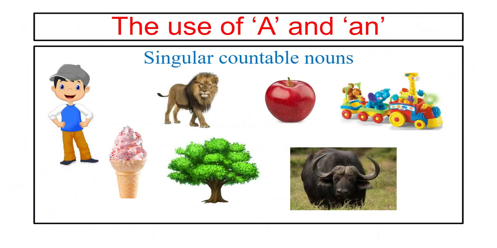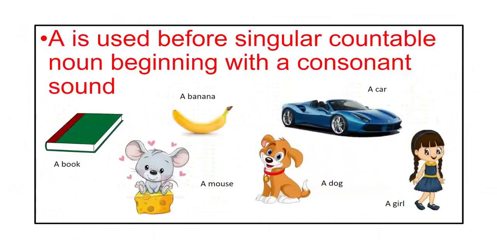The second rule for the usage of a and an is that they are used before singular countable nouns. I'm repeating myself: singular countable nouns like a boy, a lion, an apple, a toy, a car. So with singular countable nouns, we don't use them with plural nouns. We never use a and an with plural nouns. I hope now it's clear that with singular nouns, a and an is used.